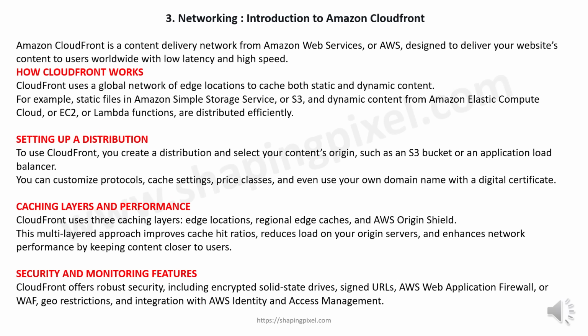CloudFront uses 3 caching layers: edge locations, regional edge caches, and AWS Origin Shield. This multi-layered approach improves cache hit ratios, reduces load on your origin servers, and enhances network performance by keeping content closer to users. CloudFront offers robust security, including encryption, signed URLs, AWS Web Application Firewall or WAF, geo-restrictions, and integration with AWS Identity and Access Management.